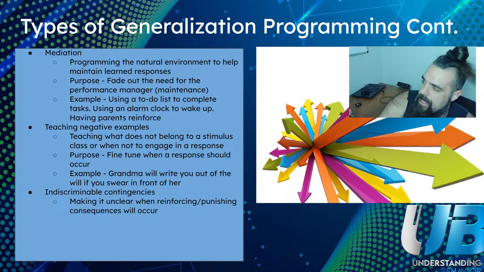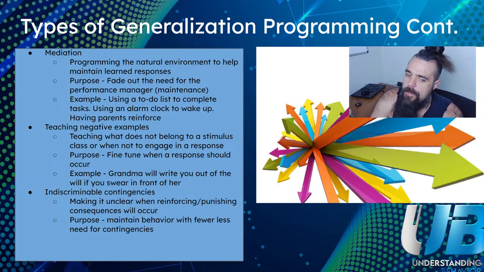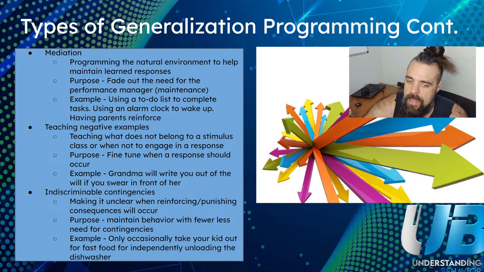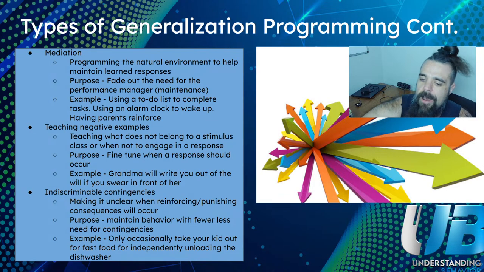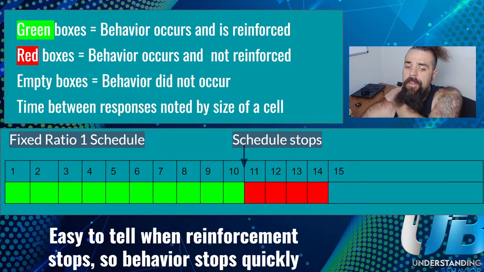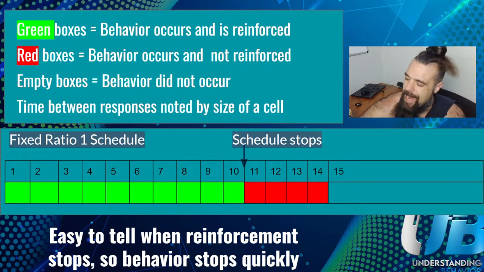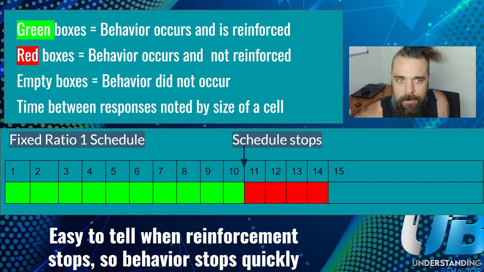Indiscriminable contingencies. This is when you make it unclear when reinforcing or punishing consequences will occur. We'll do this by using intermittent reinforcement schedules. The purpose is to maintain behavior with less need for contingencies. Here's one example: only occasionally take your kid out for fast food for independently unloading the dishwasher. They don't know if it's going to occur or not, but that will help maintain unloading the dishwasher without continuous reinforcement. I pulled these slides from the Tough Stuff mini course, which I'm hoping to finish recording and get on a self-paced module pretty soon, but I thought these are pretty cool and related.